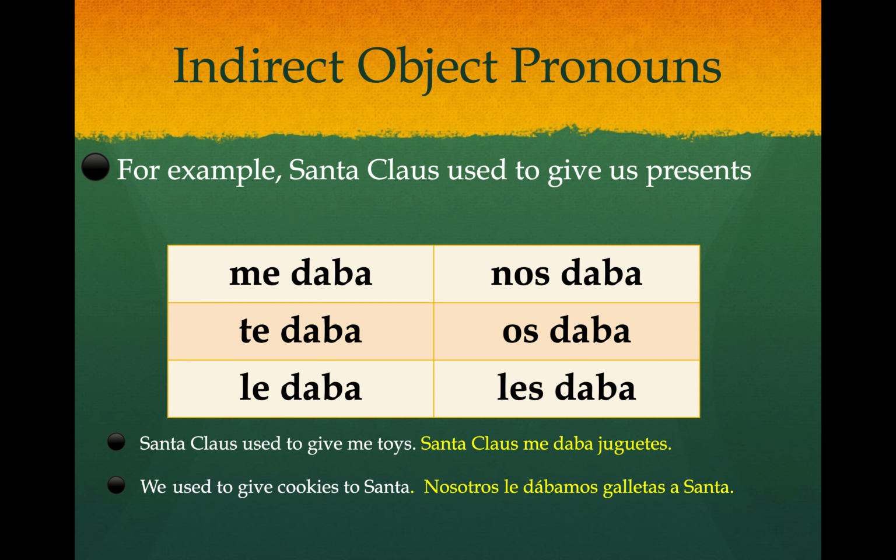Or we can say we used to give cookies to Santa. Now we are the subject and Santa becomes the indirect object pronoun. So nosotros dábamos, but because it's Santa, it's him and it's singular, we have to use the I.O.P le. Nosotros le dábamos galletas a Santa. We used to give Santa cookies.